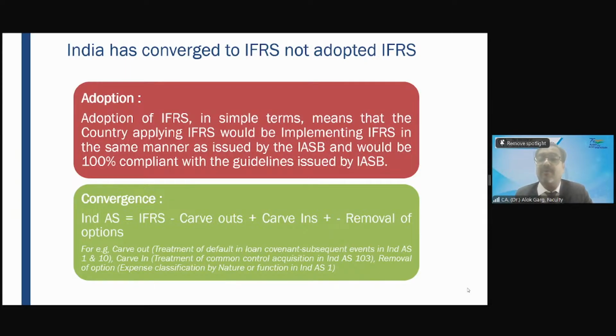So friends, when I'm talking about convergence, when I'm talking about editing, this editing is not 100% editing. This editing is at very limited places. Our Ind AS are 99.5% cut-copy-paste of IFRS. What is the percentage I'm talking about? 99.5%. And what is the rounding off of 99.5%? Rajesh, what is the rounding off of 99.5%?